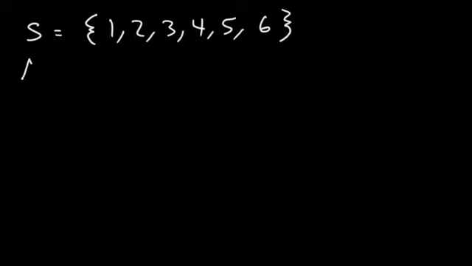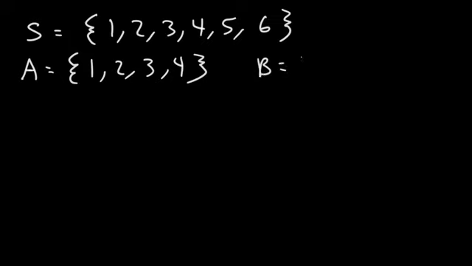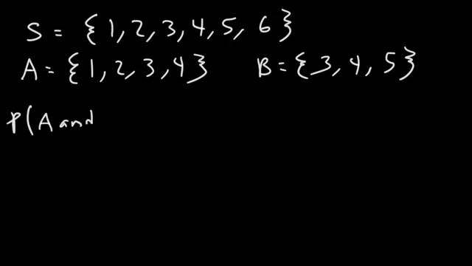Now let's say that event A includes the outcomes all natural numbers less than or equal to 4. And event B has the outcomes 3, 4, and 5. Given this information, what is the probability of event A and event B occurring? What do you think the answer is to this question?